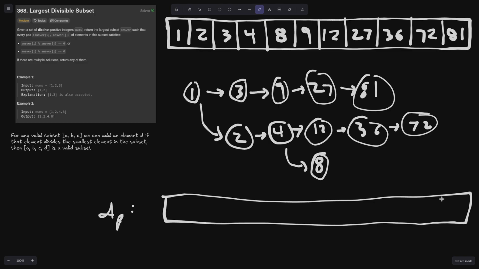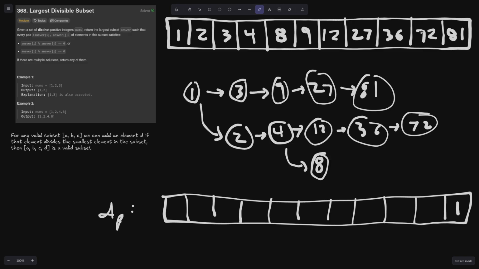And we're going to denote what the largest possible subarray is, which starts at this element. So if we're looking at 81, what's the largest possible valid subarray or subset that starts at 81 and contains all the elements to the right? So in this case, it would be 1, because there's only one element, 81.